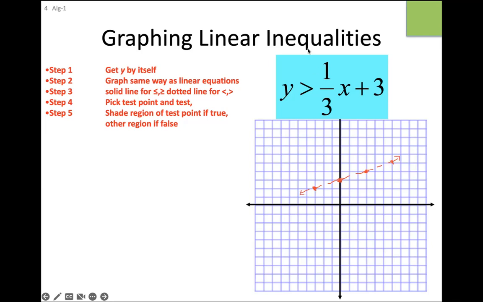Now pick a test point. Notice we will always want to pick 0, 0 if possible. So 0, 0 is right here, and we can pick 0, 0. Now do the math. The inequality says that y is greater than 1/3 x plus 3. So I'm going to replace x and y with zeros, since my test point is 0, 0.